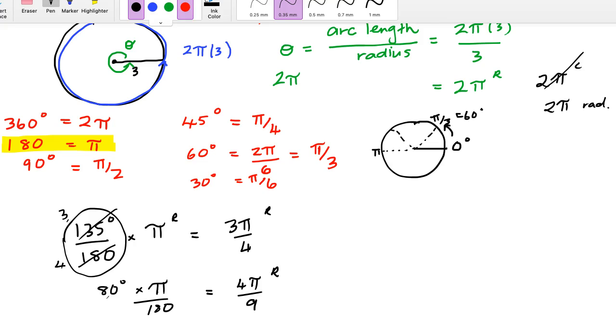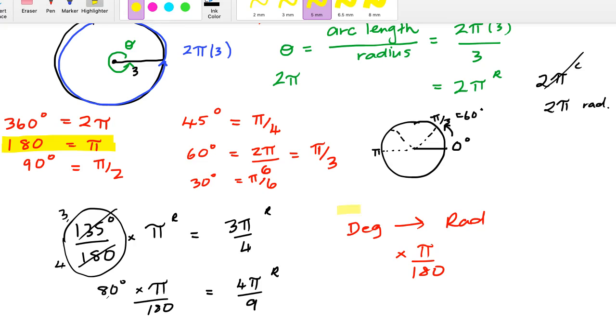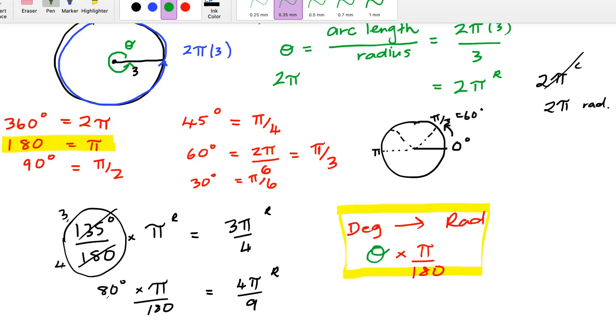So essentially, if we want to go from degrees to radians, our key is to multiply by pi on 180. So that's the main thing that we need to remember here. We grab our angle, let's call that theta in degrees, and that will give us our radian value.